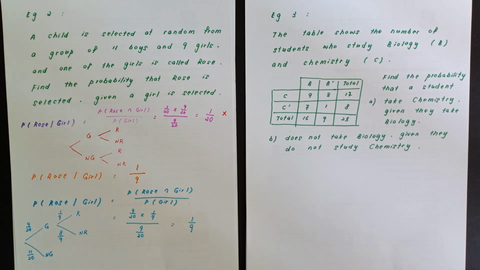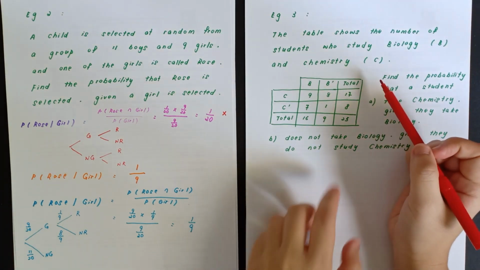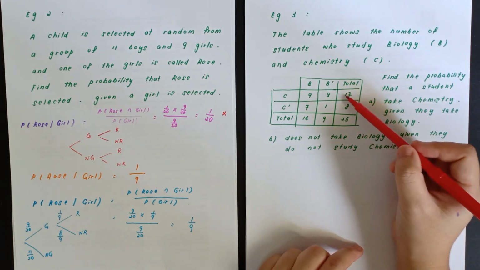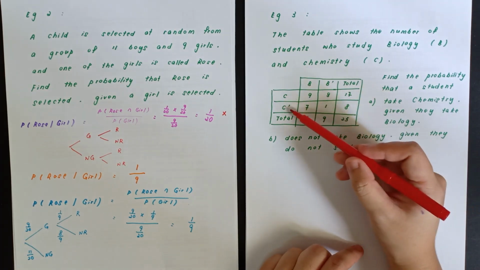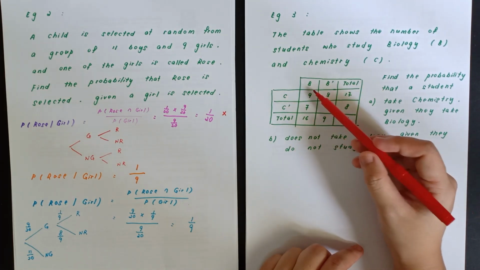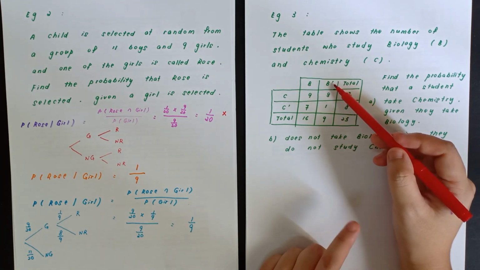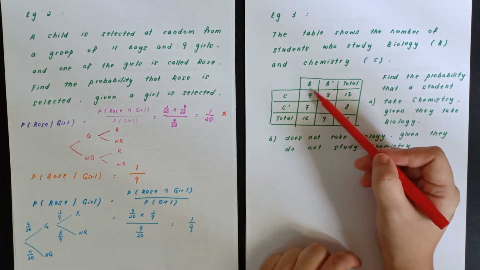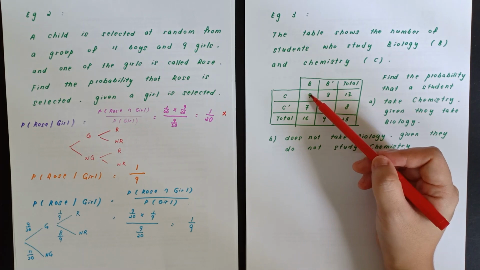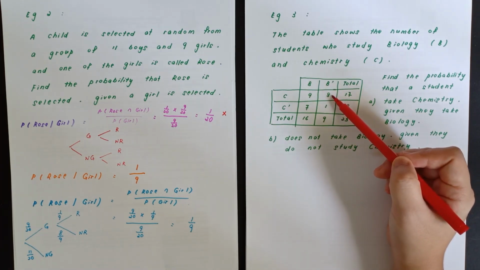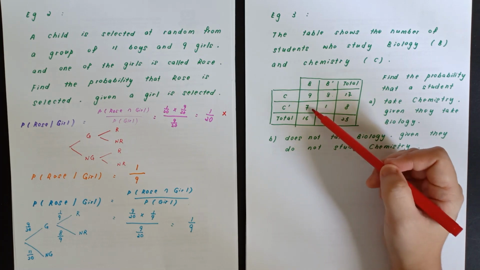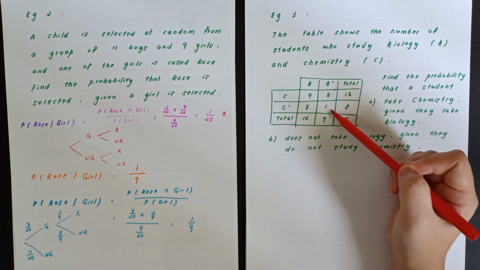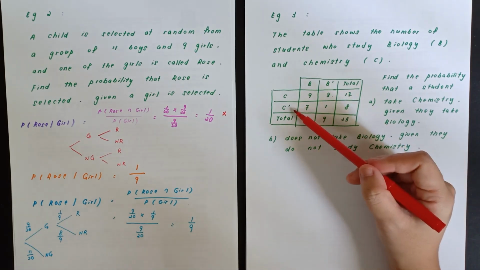So how do you read this table? The total number of students you are looking at is 25. In these 25 people, 17 of them take chemistry, 8 of them do not take chemistry, 16 of them take biology, and 9 of them do not take biology. So what is each box? This box is the students who take biology and chemistry. This box is the students who take chemistry but not biology. This box is the students who take biology but not chemistry. This one is the students who take neither biology nor chemistry.